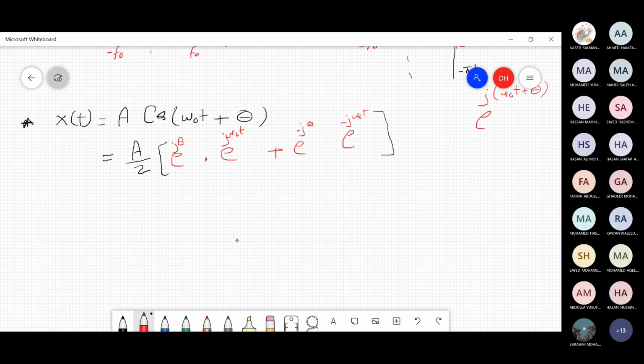Okay, so then when you change it to X of f, it is equal to A over 2, and this is the constant e to the power of j theta, while this one is equal to delta f minus f naught. Similarly, for the second one, the constant is e to the power of minus j theta, and this is delta f plus f naught.